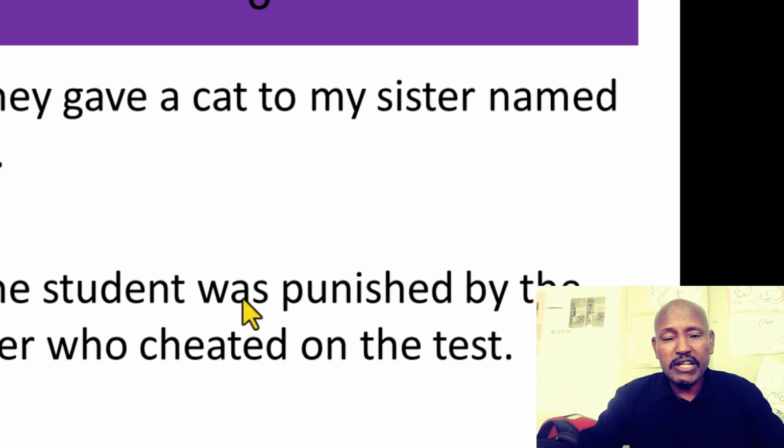Number 14. The student was punished by the teacher who cheated on the test. Or look here, the student. It requires modifying. But what is the modifier here? Was punished here. Who cheated?